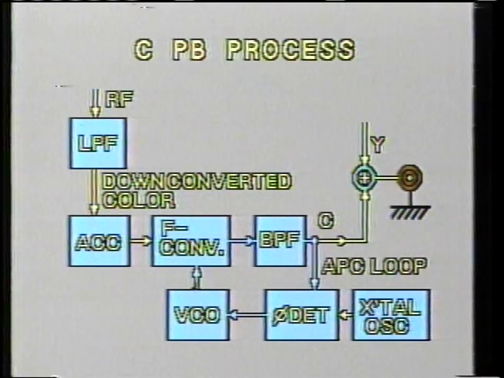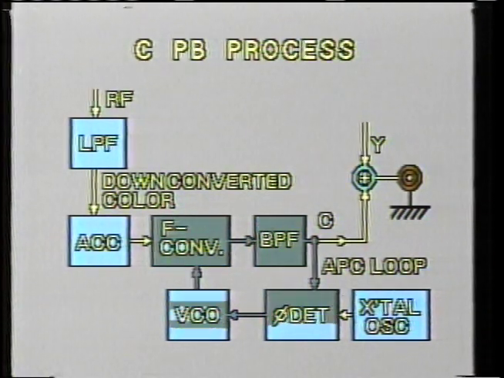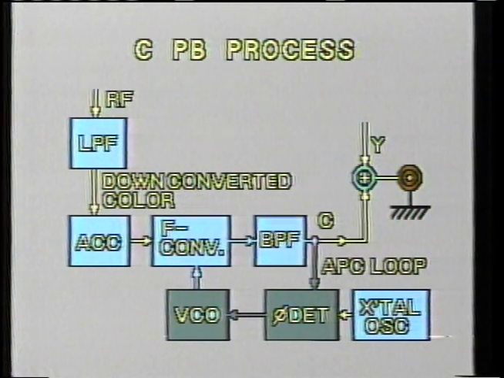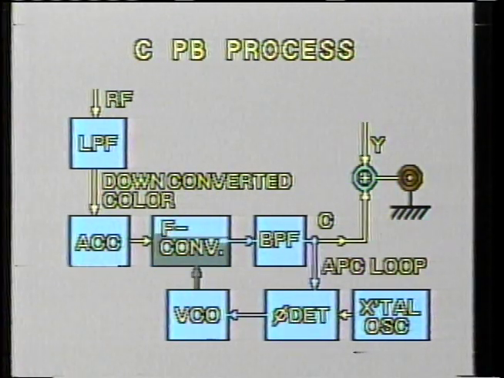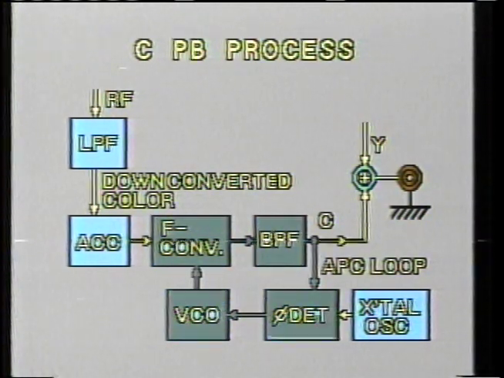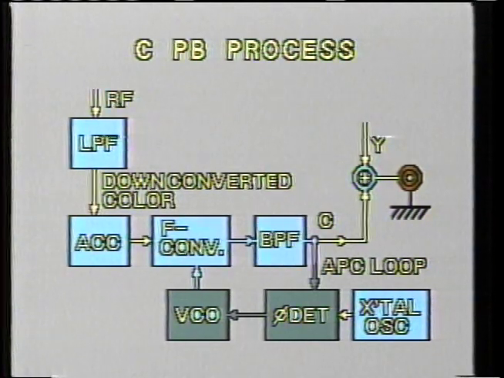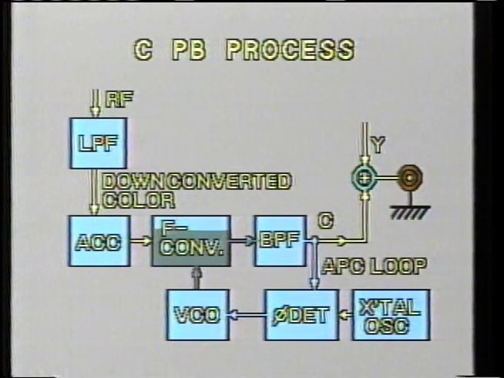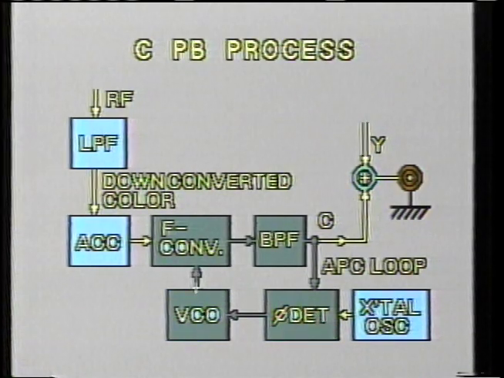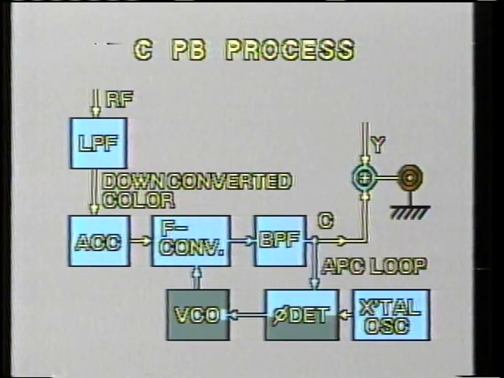The FX produced by the VCO is fed to the frequency converter and is again phase compared to complete the APC loop. When passing through this loop, the output chroma signal phase is always fixed and is therefore known as the autophase control, APC.